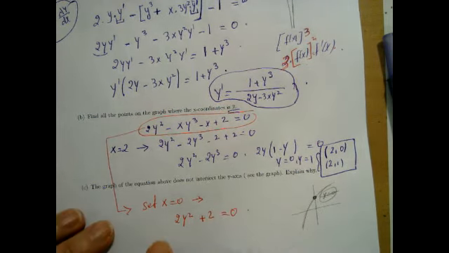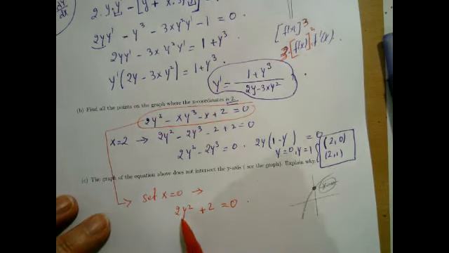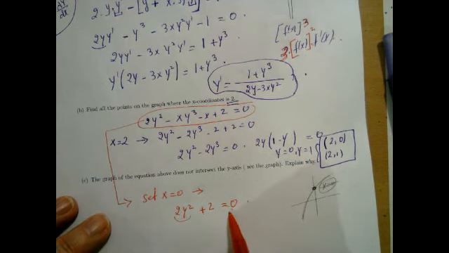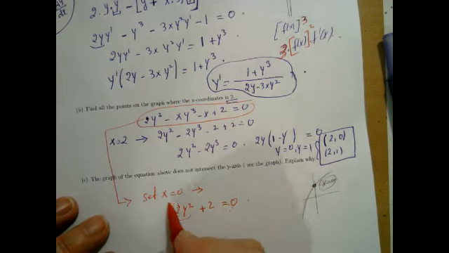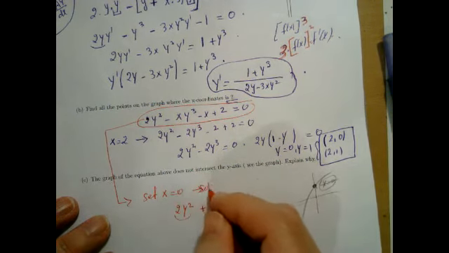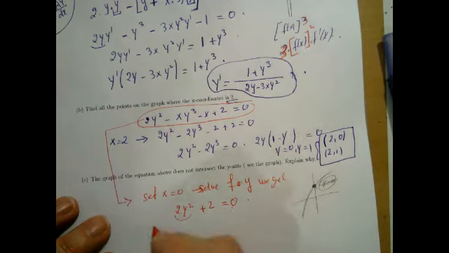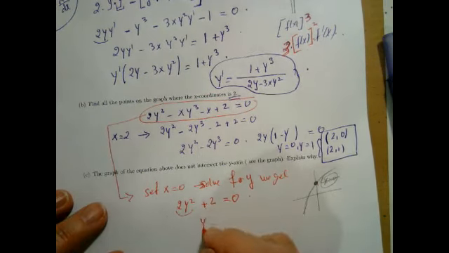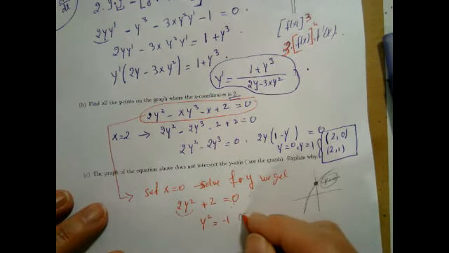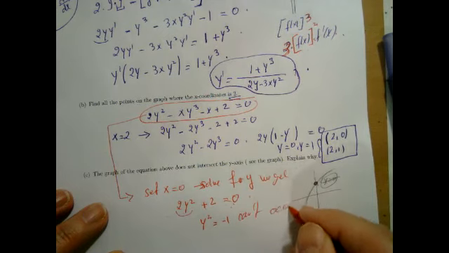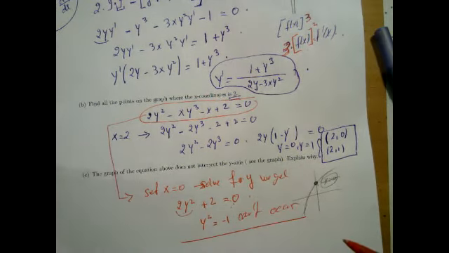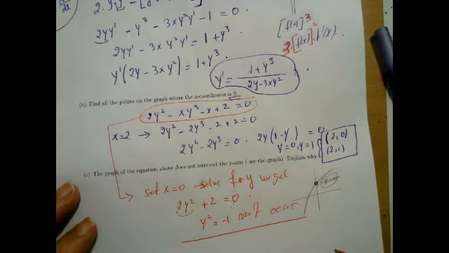So if I set x equal to 0, I will have 2y squared plus 2 equal to 0, but this term is never 0, because that's a positive term plus a positive term, which cannot equal 0. So if I put x equal to 0 and solve for y, we get 2y squared plus 2 equal to 0. It means y squared basically equals minus 1, which cannot occur. So there is no value of y for which x is equal to 0.